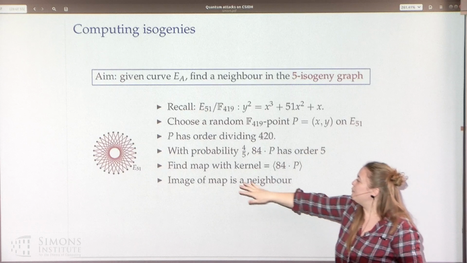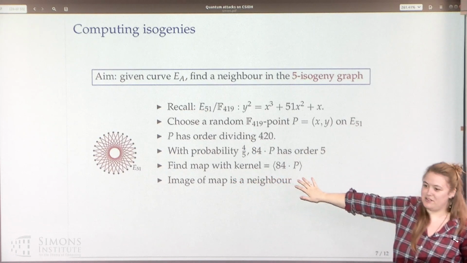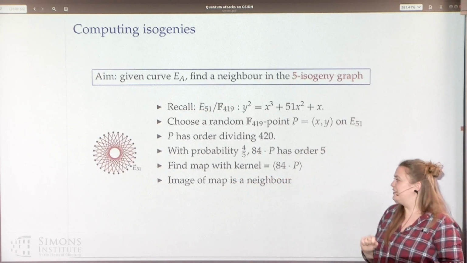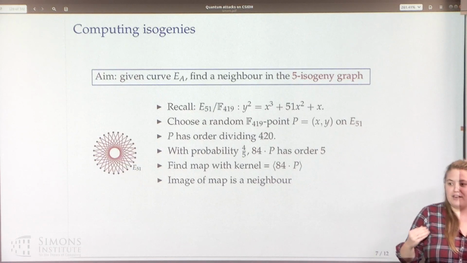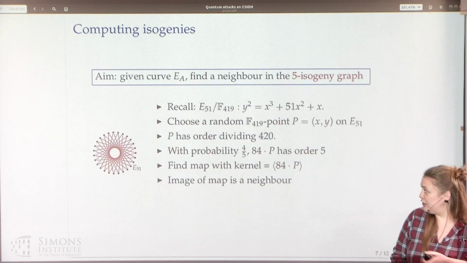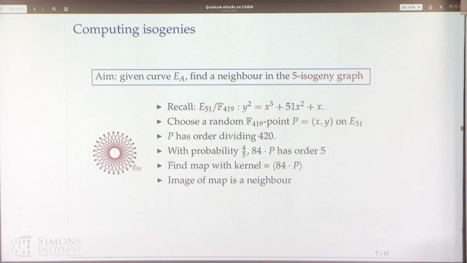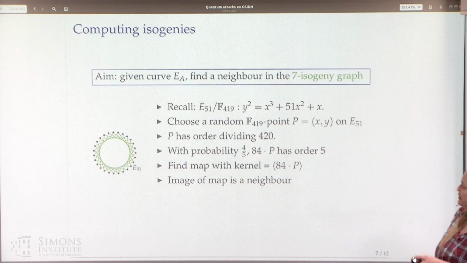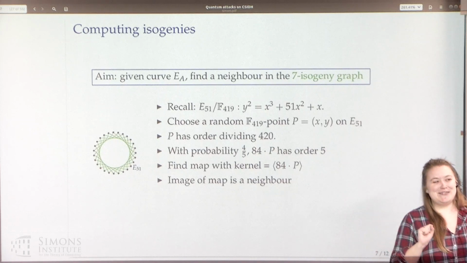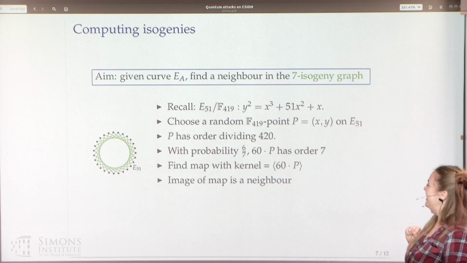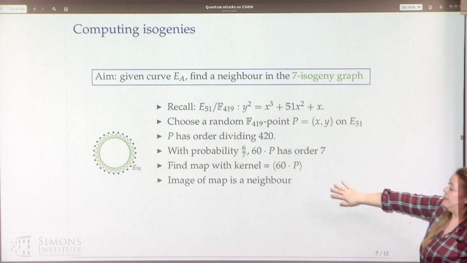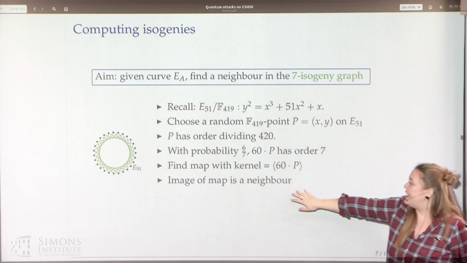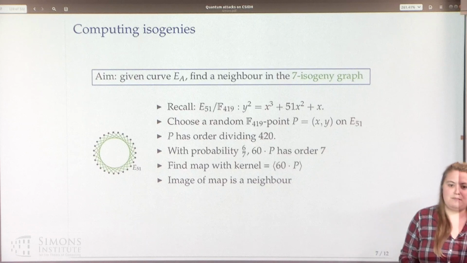So we can do the same game. We find a map with the kernel generated by this order 5 point. That's going to be a group of order 5, and the image of that map is going to be a neighbor on the 5 isogeny graph. Okay, and then of course we can do the same thing for 7. There's the last picture. 420 is also divisible by 7. What a surprise. And then the neighbors are going to be the images of maps with a kernel which has size 7, which is generated by this point of order 7.